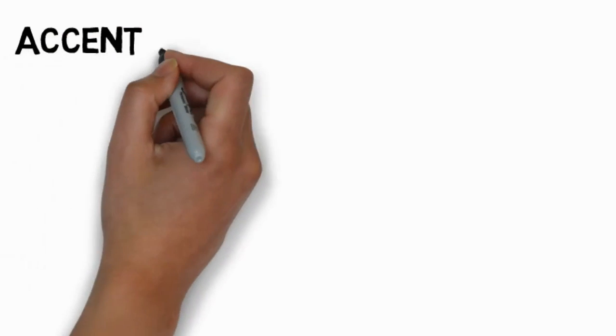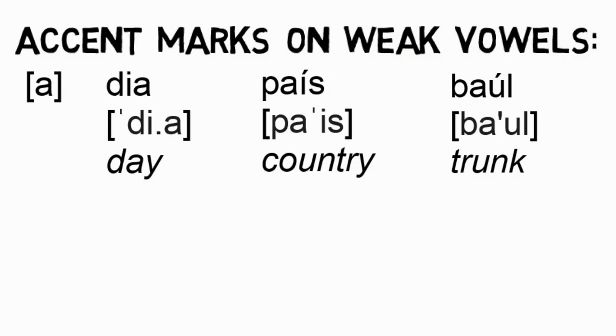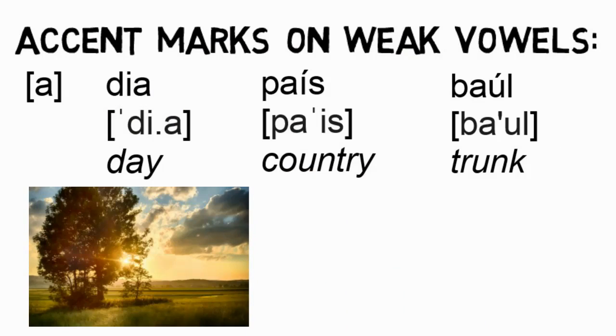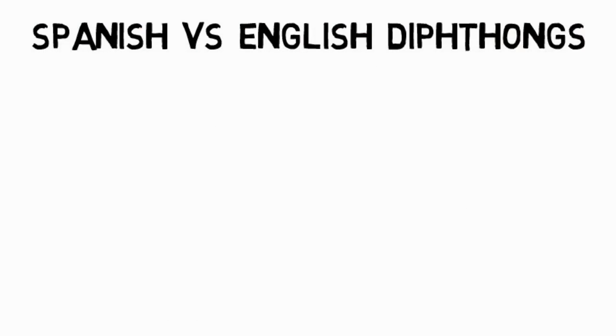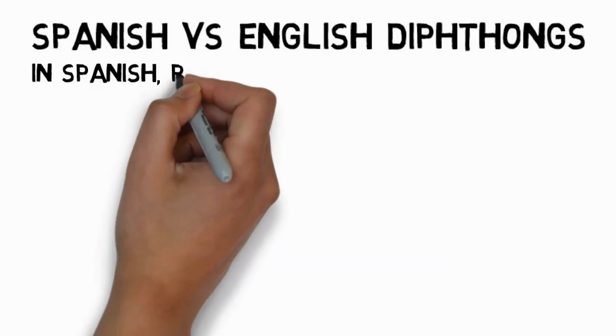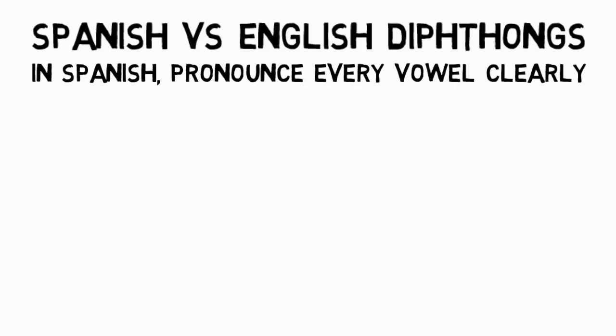Or alternatively, if you stick an accent mark on a weak vowel, you can accomplish the same thing. Día, país, baúl. As I mentioned earlier, there are a lot of possible combinations here. But the most important thing to note is that in every single combination, whether a long, strong vowel or a weak, short I or U, all of these vowels still sound like A, E, I, O, or U, which is generally not what we do in English.